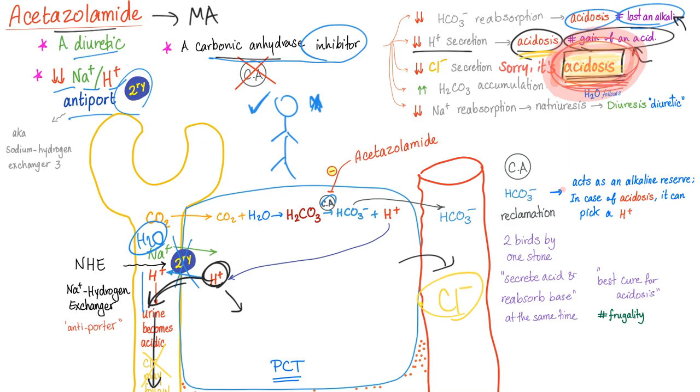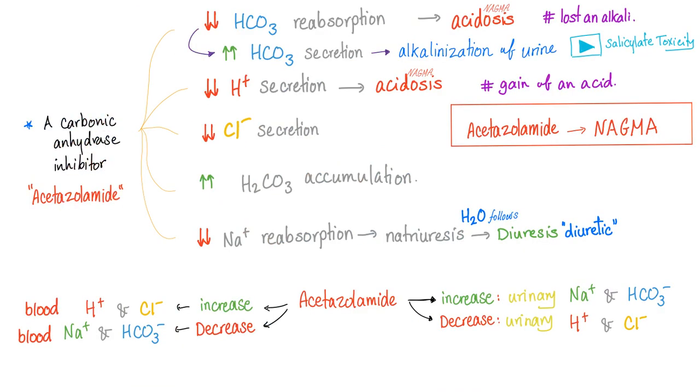In the good old days, carbonic acid used to dissociate into bicarbonate and hydrogen. Not anymore. So carbonic acid is going to accumulate. In the good old days, you used to reabsorb sodium and secrete hydrogen ions. No more. You'll have decreased sodium reabsorption. Sodium is going to fall in the urine, called natriuresis, called diuresis. That's why acetazolamide is a diuretic, because water follows sodium. Osmosis.